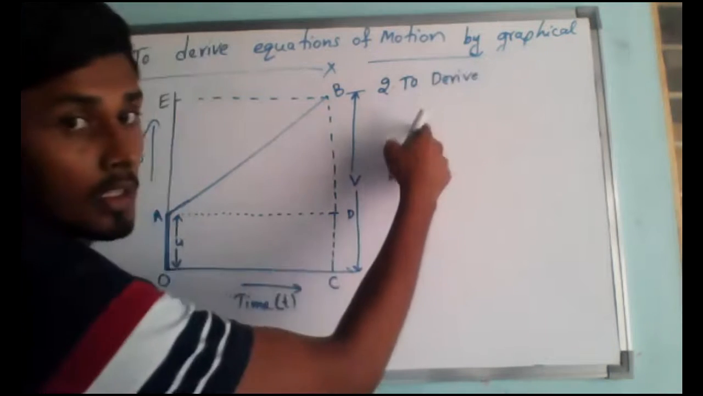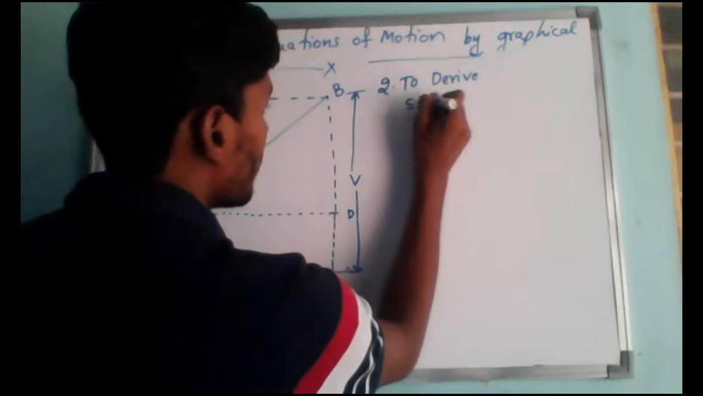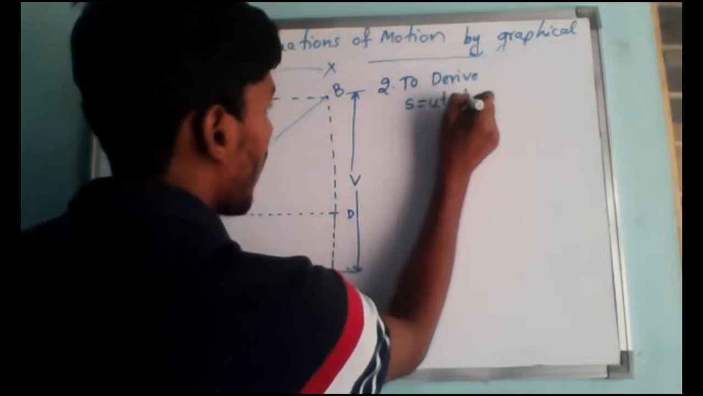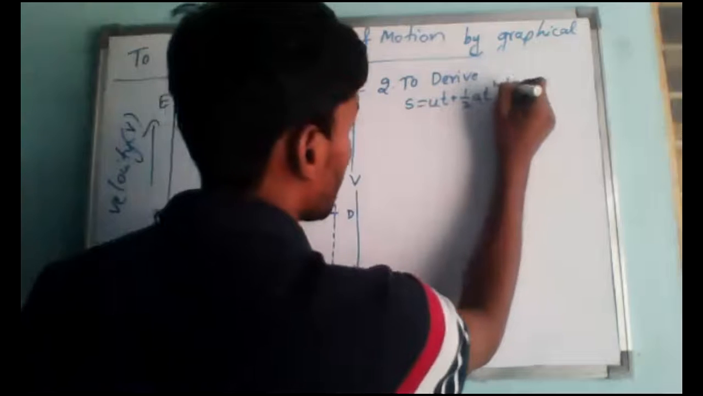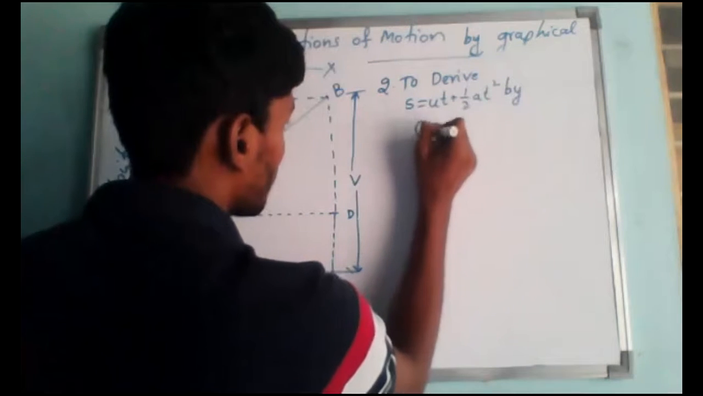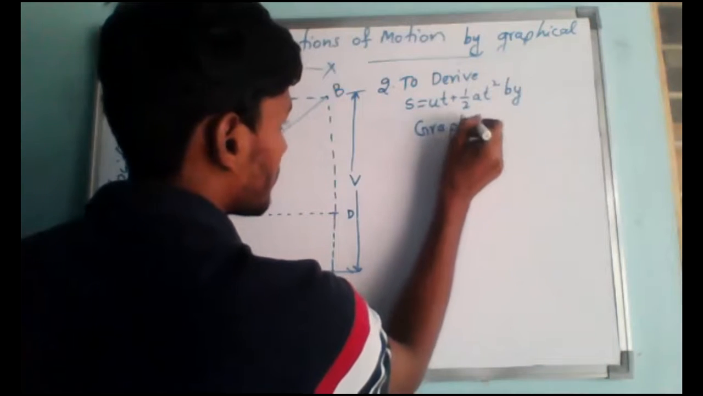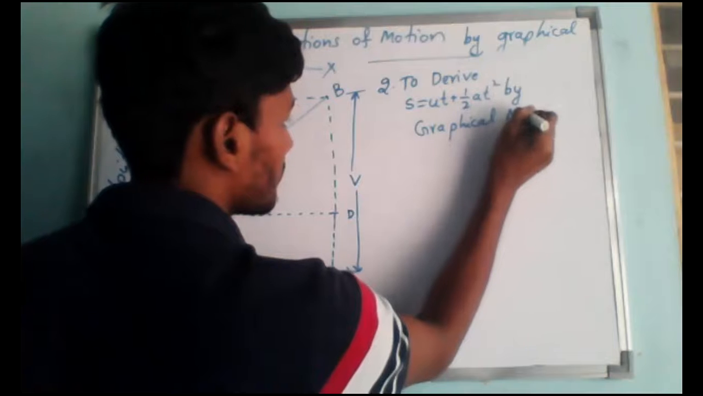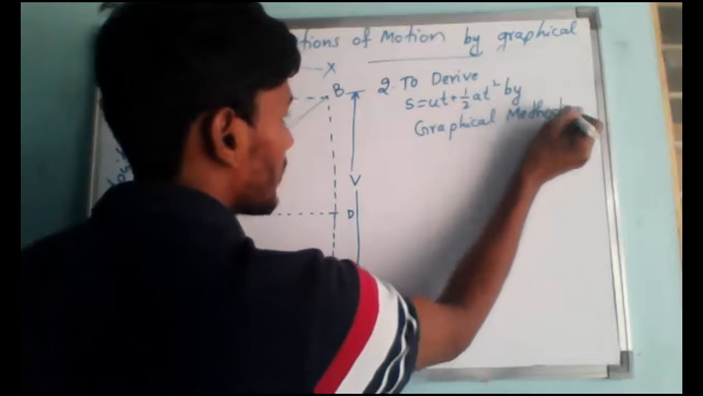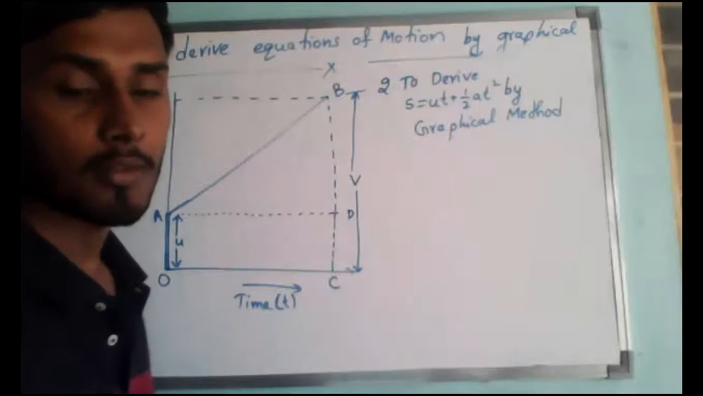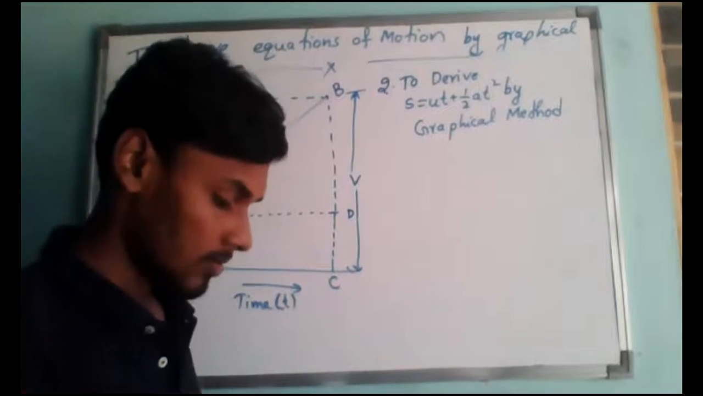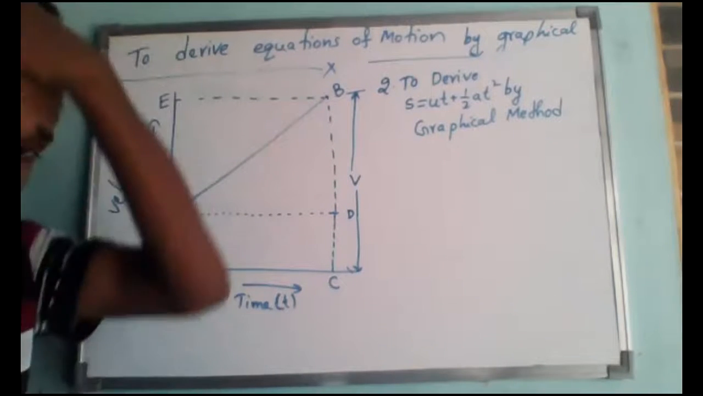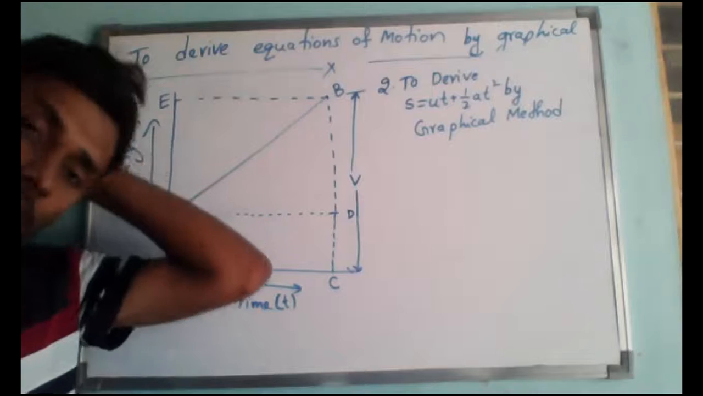Derive S equals ut plus half at square. By which method? Graphical method. That's all. First, all of you keep the heading. Later we'll start. Now, shall we start? If you are ready, I will start.